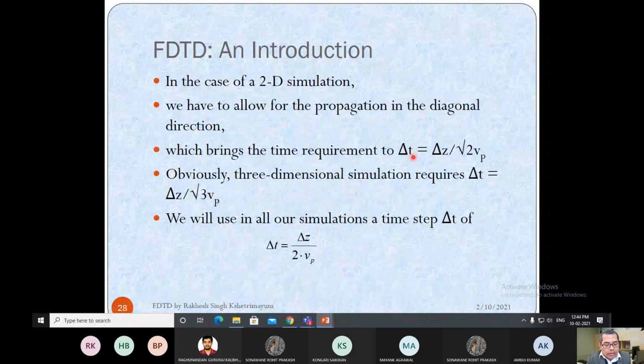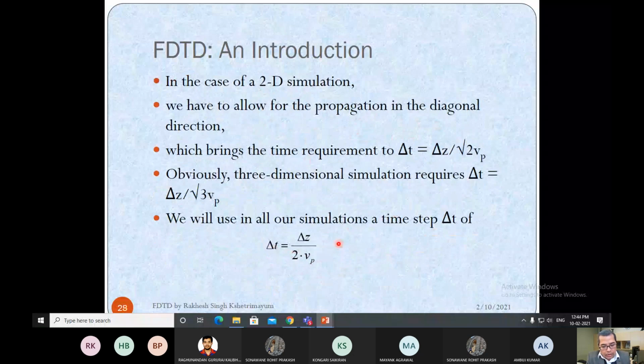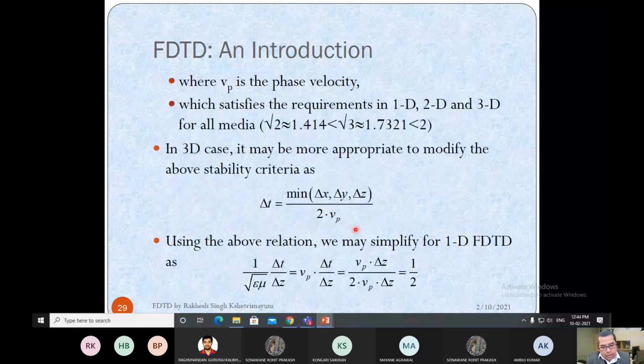So now in that case, delta t should be distance divided by the phase velocity. Distance for the diagonal case, you have for 2D delta by root 2 divided by the phase velocity, and for the 3D case, it is delta by root 3 divided by the phase velocity. So now usually what people take is delta t equal to delta by 2 times the phase velocity. Why? Because root 2 is 1.414, root 3 is 1.732, and 2 is greater than that. But let's say if I take a delta t which is greater than root 2, also greater than root 3, also greater than 1, the wave will never go to the next cell. So FDTD will become unstable.